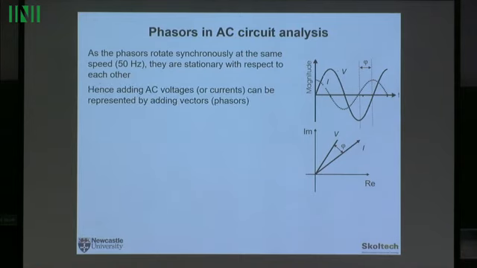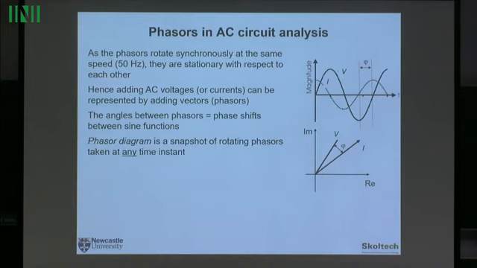So they're stationary with respect to each other. We can add them as vectors or phasors. The angles between phasors are phase shifts between sine functions. And a phasor diagram is a snapshot of rotating phasors. And I'll give you an example of how to calculate them.